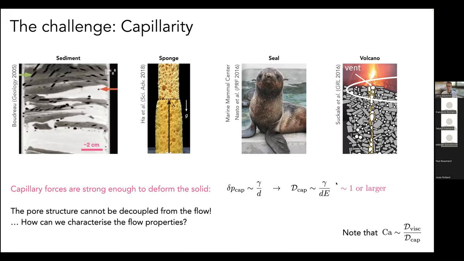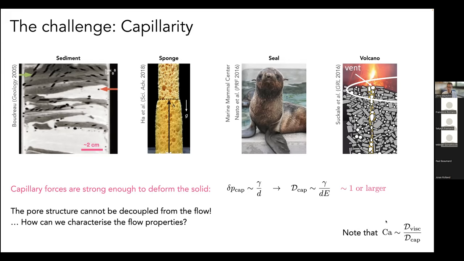I can't slow down the flow. I can't change the length scale of my system. For a given porous material, this just is what it is. And so that means that the pore structure cannot be decoupled from the flow, which means we have a problem if we want to try to characterize the flow properties, or at least we can't play the same trick that we played before with the single phase flow of fluid through the sponge.